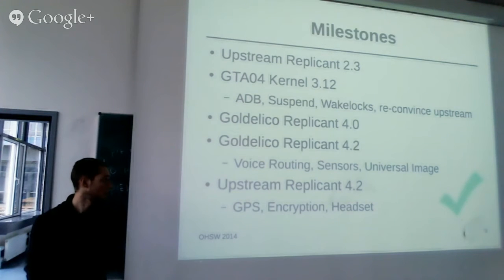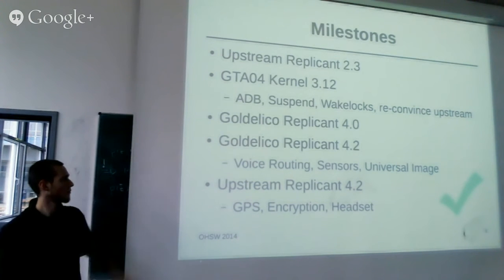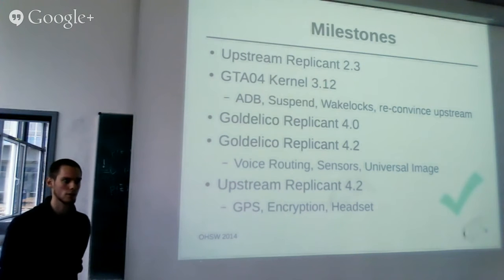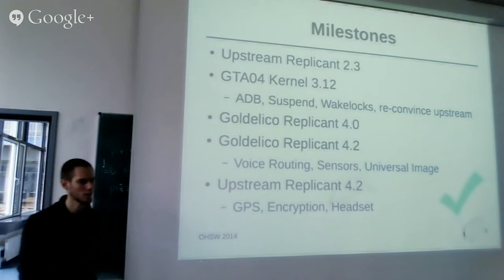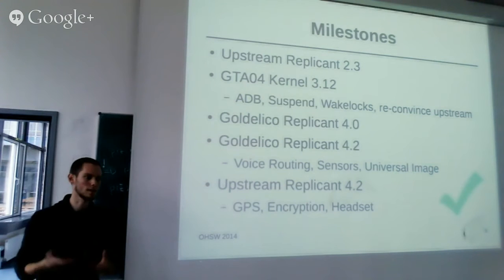And at that stage, we already had a pretty good kernel, which was able to run the Android system. And having this kernel, we were able to do it at the time of Replicant 4.0 or Android 4.0. And so we had the first Goldelico version of Replicant available. That's 4.0. This was a tech preview, you can say, where just the kernel was working and the system was booting.